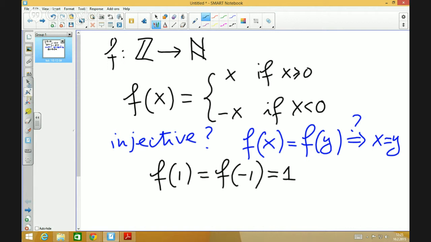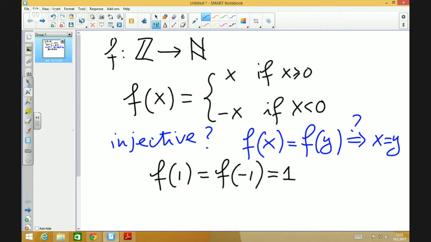That's an example of the many different things that the function sends into the same place. So f of 1 is 1, f of minus 1 is also 1, but 1 is not the same as minus 1, so the function is not injective. It doesn't keep distinct elements distinct.